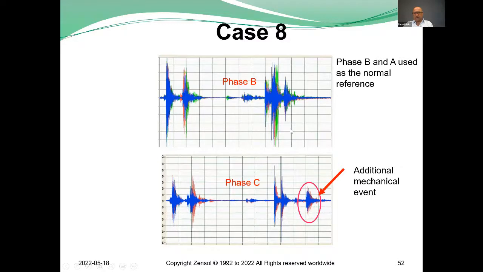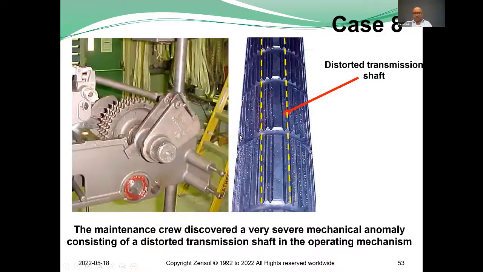And these are the vibroacoustic signals that we got. Phase B and A are used as the normal reference, and on phase C there was an additional mechanical event. So in fact, you get this impact that you don't find on A and B. After opening, the maintenance crew discovered a very severe mechanical anomaly consisting of a distorted transmission shaft in the operating mechanism. Here, between the 2 yellow lines, you can see the distorted transmission shaft, this one in the middle.